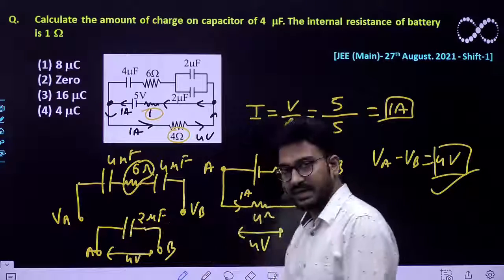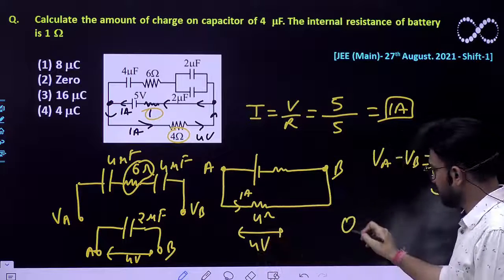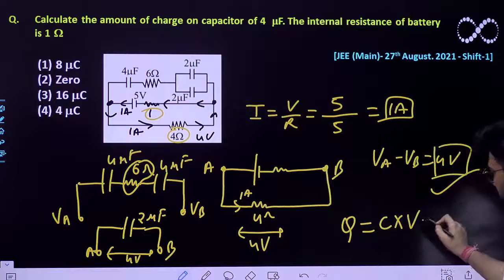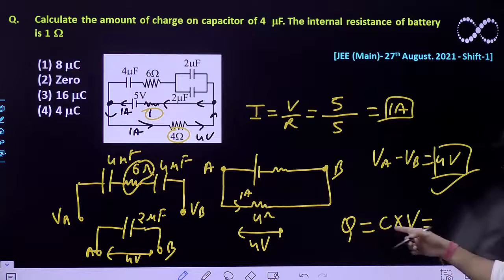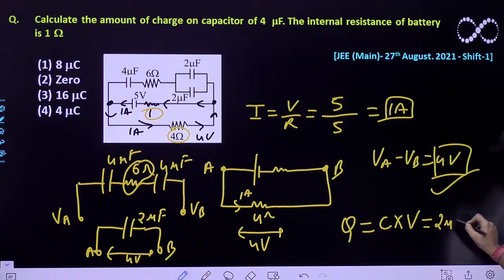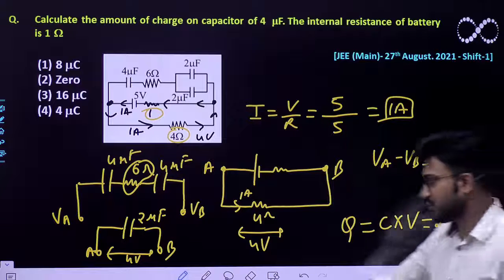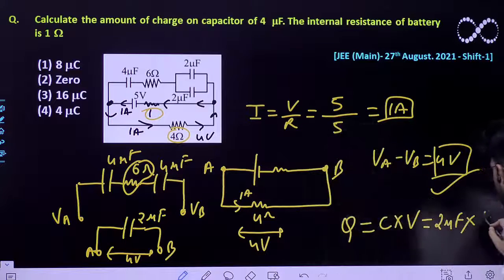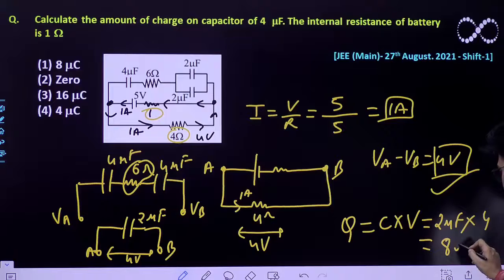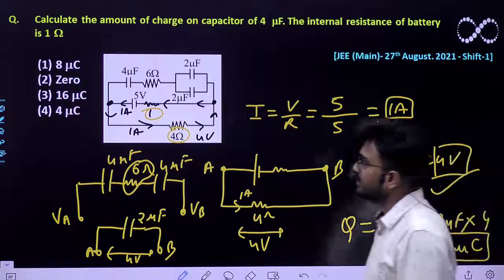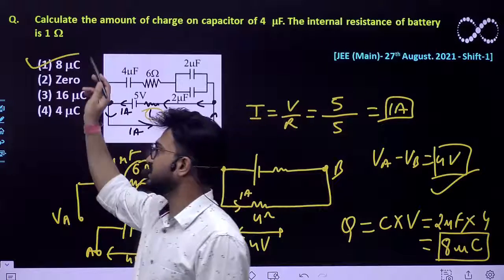So the charge supplied to this upper end must be equal to Q equals C into V. So C would be 2 microfarad multiplied by the potential drop, which is 4 volt. So eventually you'll get 8 microcoulomb as our final answer. So the answer would be the first option, which is 8 microcoulomb.